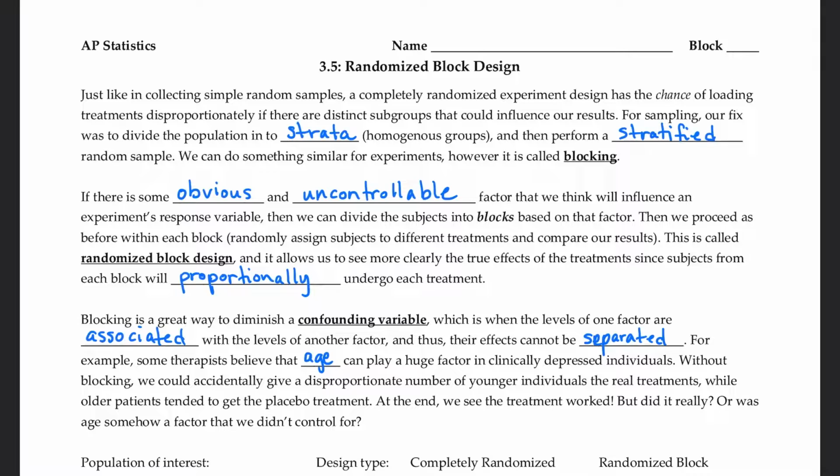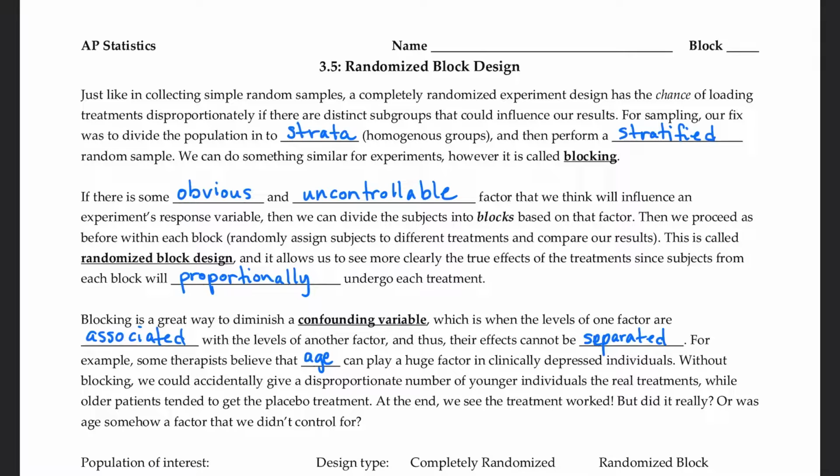At the end, if we said, hey, the treatment worked, could we really say that with seriousness? Or could it be that age is a factor? It turns out the younger you are, the more likely therapy does work for you. Older people, it just doesn't work as well. If that's the case, then us not blocking is a huge, huge problem. So in this particular example, we want to try to block for age. That might be very helpful.